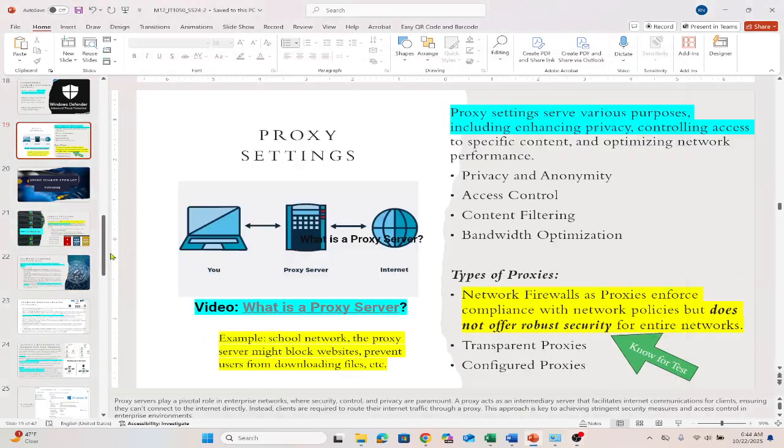Okay, we're back here on module 12 talking about network security. And we're going to pick up here talking about proxy servers. Very, very useful component that's used for privacy and controlling access to different websites. And like a lot of things, it can be used for good or it can be used for bad, depending on what you're doing with it.